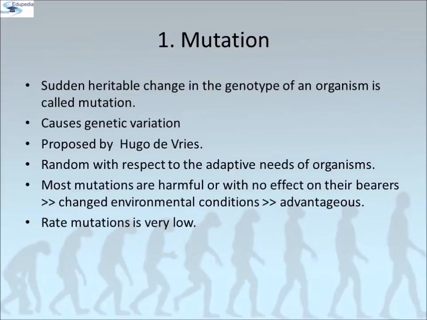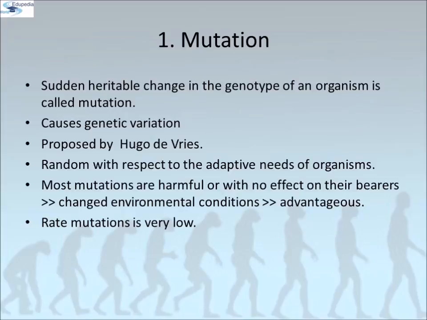Mutation. The sudden heritable change in the genotype of an organism is called mutation. It causes genetic variation. Mutation theory was proposed by Hugo de Vries. These mutations are random, that is indiscriminate, with respect to the adaptive needs of the organism. Most mutations are harmful or have no effect, that is, they are neutral to their bearers. However, under changed environmental conditions, genes which were previously harmful or neutral may become advantageous.